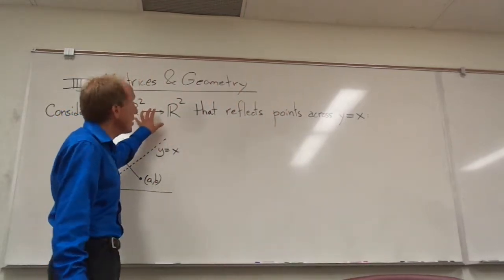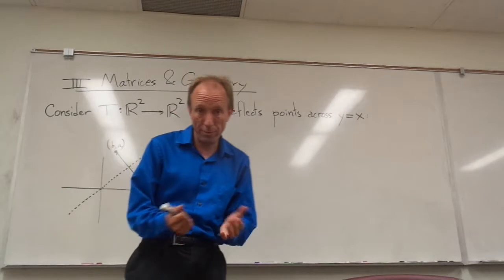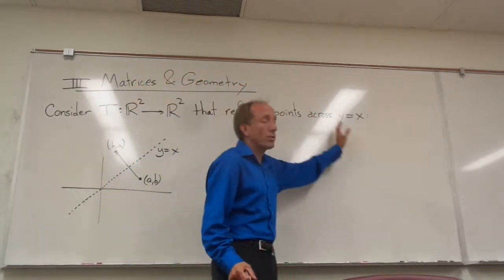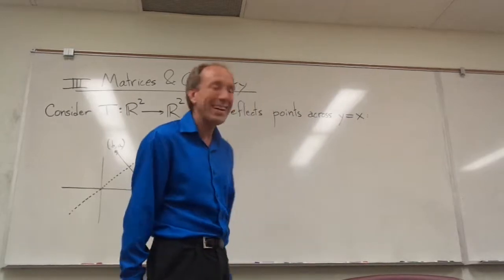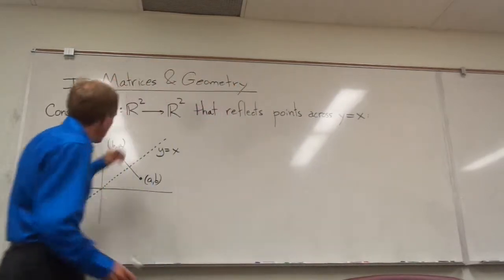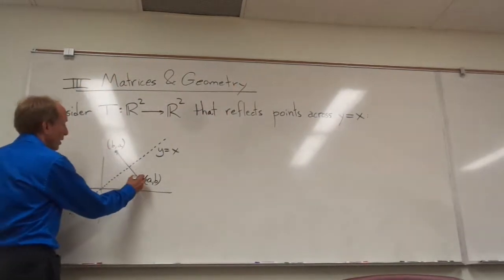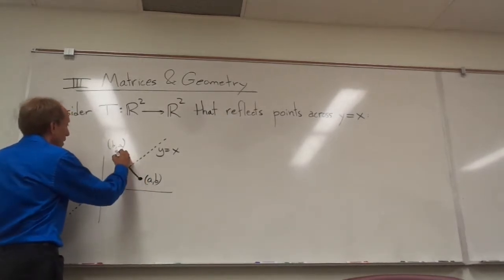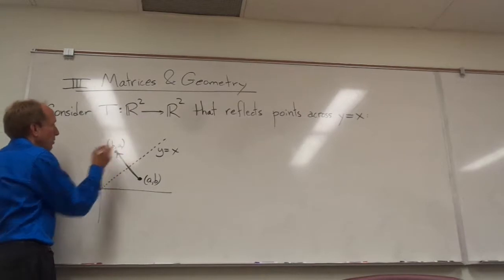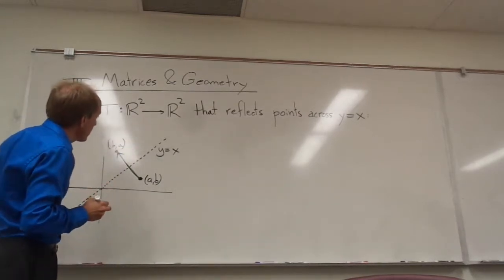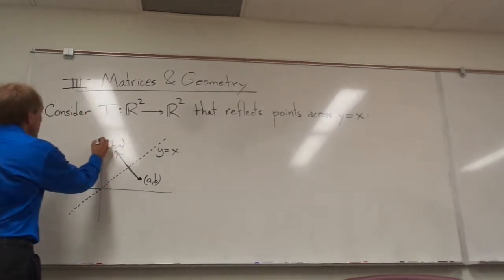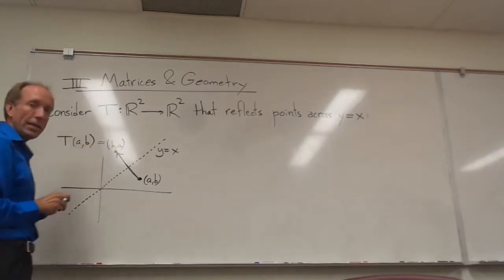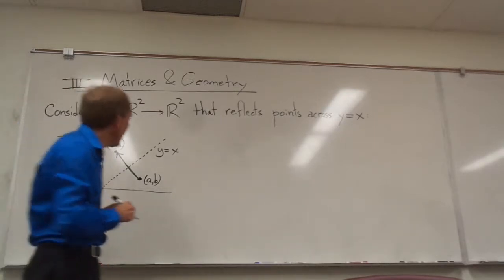Let's suppose we have a transformation. We don't have a formula for it yet, but let's imagine that it reflects points across the line y equals x. All right? So here's a picture of what that might look like. You have a point (a, b), and the transformation comes along and reflects it to the point (b, a), which is on the opposite side of the line y equals x. So this is just T of (a, b), and it equals (b, a), right?